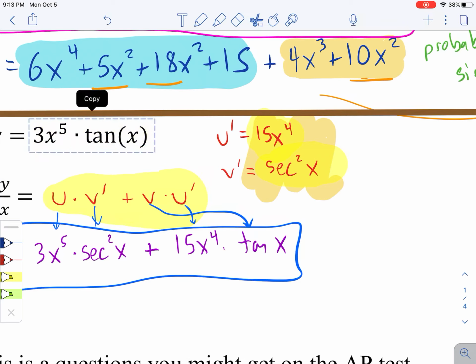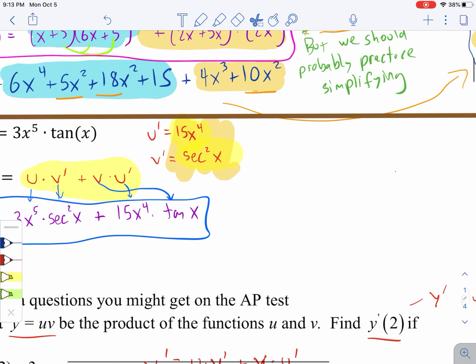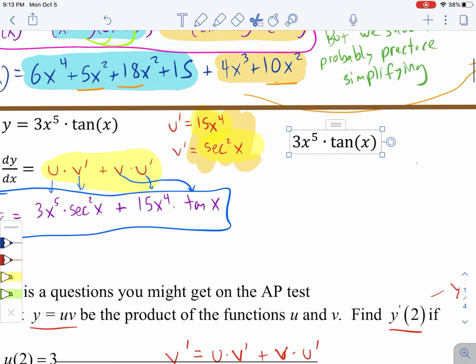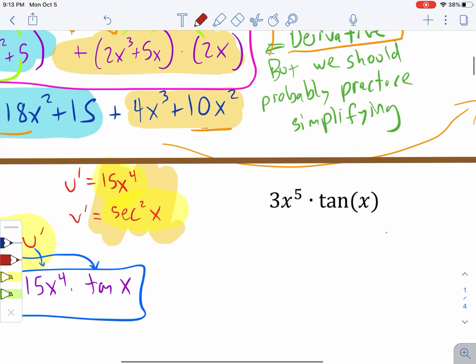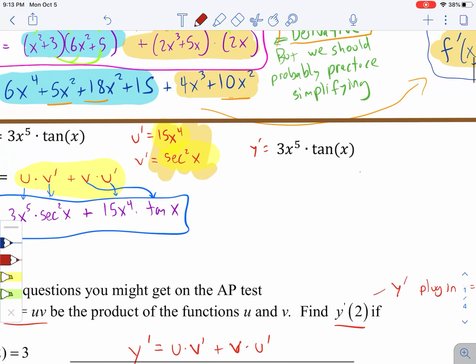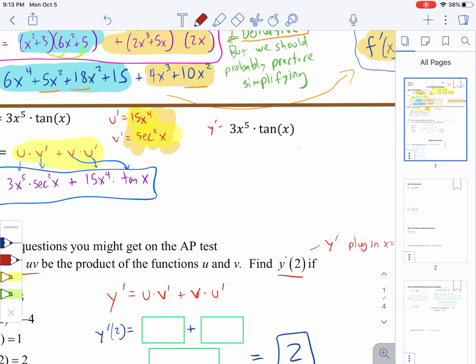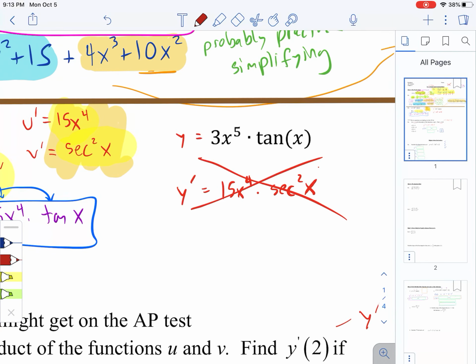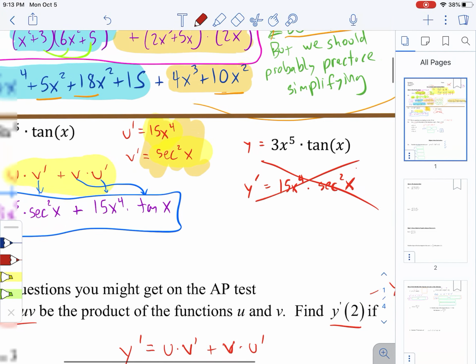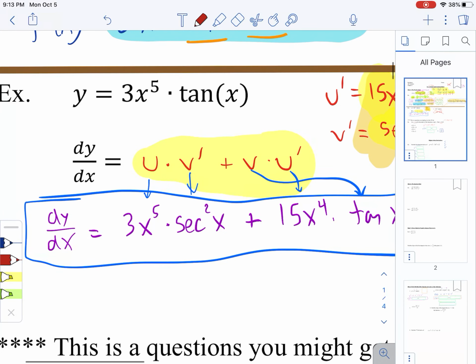Let's try that again. Don't take this function, let's call it whatever. They called it y. Great. It's just y, not y prime. Don't take the function and think y prime is going to be easy, I just take the derivative of each part: 15x to the fourth times secant squared of x. That's 100% wrong. That will never work. Okay? You have to use the product rule.